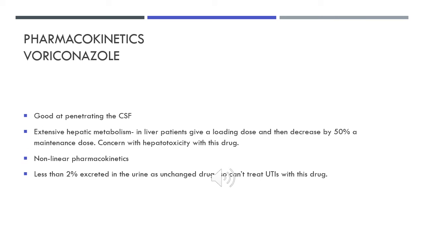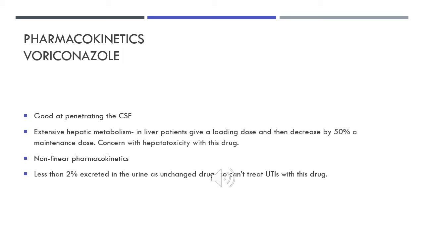In terms of voriconazole, it is also good at penetrating the cerebrospinal fluid. It has extensive hepatic metabolism. So in liver patients, you can give a loading dose, and then you have to decrease the maintenance dose by 50%. There is obviously a concern with hepatotoxicity with this drug. I'm going to skip that next line and just say that less than 2% is excreted in the urine as unchanged drug. So this also is not a good drug for treating UTIs.